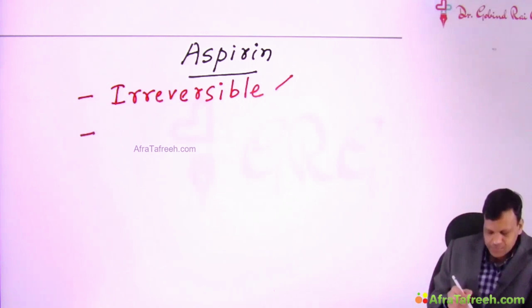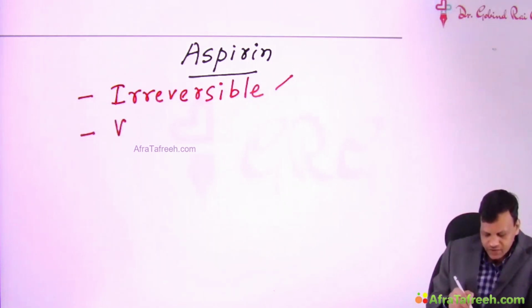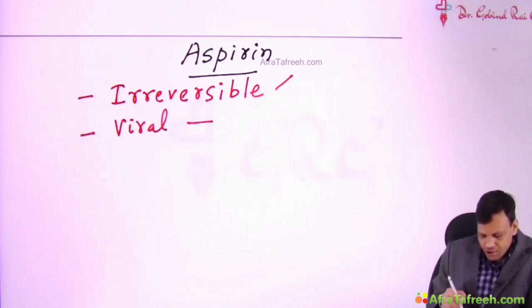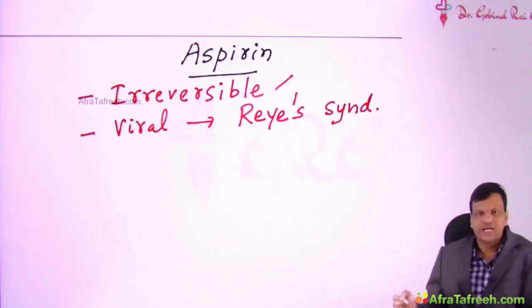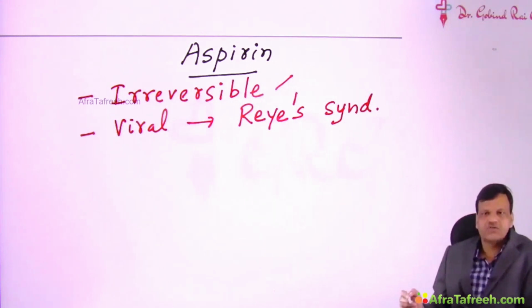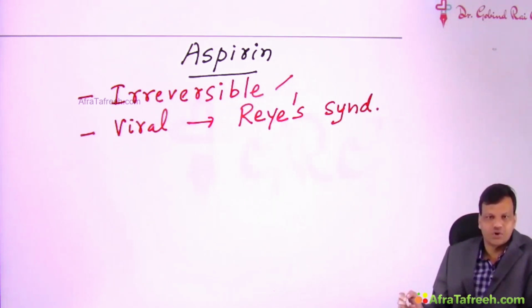Now second, aspirin is contraindicated in children with viral illness because of the development of a syndrome called Reye syndrome. Aspirin should not be given to a child with viral illness because of the risk of development of Reye syndrome.